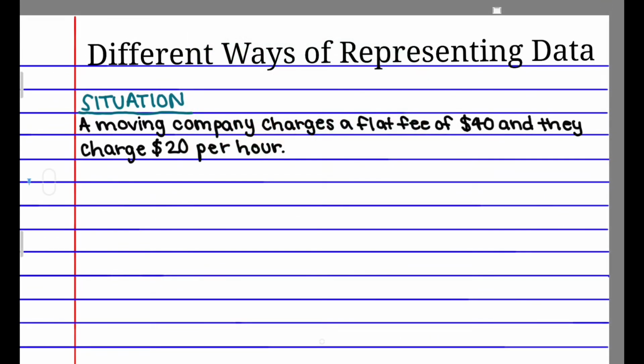Welcome back to Easily Explained, where today we will be talking about the different ways to represent data. So let's get started. In this situation, a moving company charges a flat fee of $40 and they charge $20 per hour that they work.